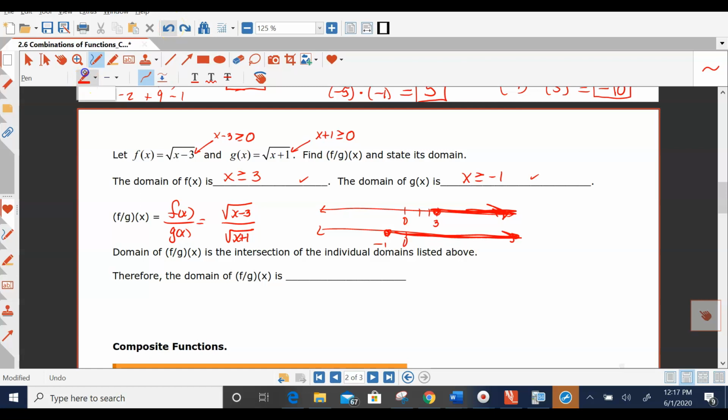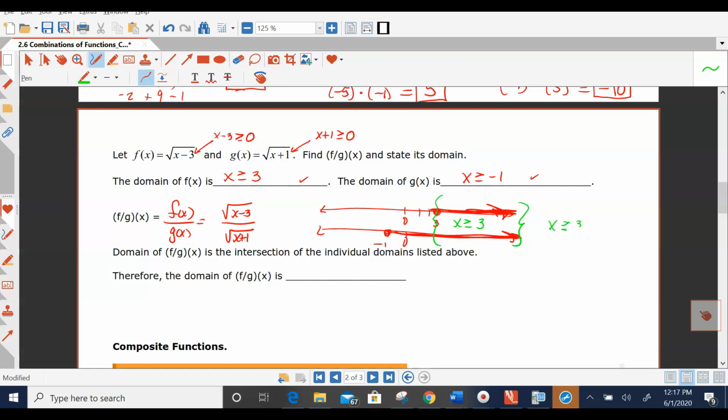So now where would these two domains overlap or intersect? Where would the red shaded portions overlap? And it would be here, x greater than or equal to 3. So the domain of f divided by g is the intersection of these two, which would be x greater than or equal to 3.